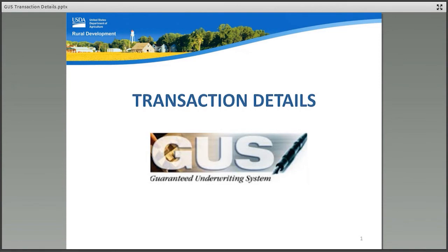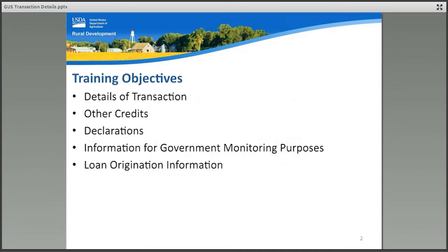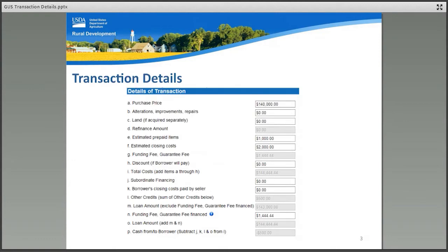Welcome to the Transaction Details GUS application page presented by USDA's Single Family Housing Guaranteed Loan Program. The training objectives will review each section of the GUS Transaction Details application page, which includes details of transaction, other credits, declarations, information for government monitoring purposes, and loan origination information.